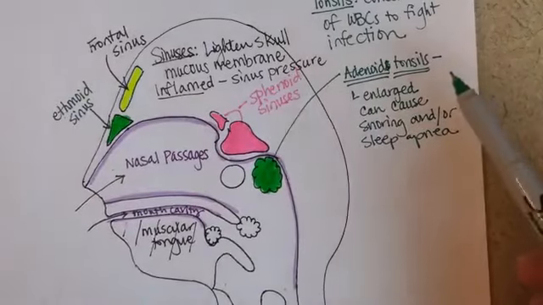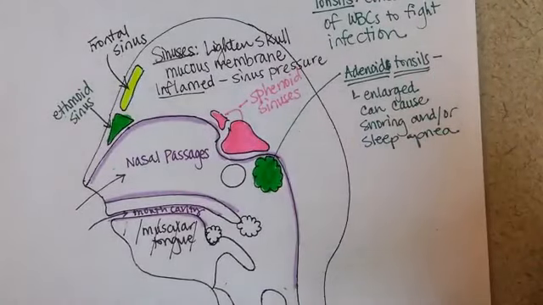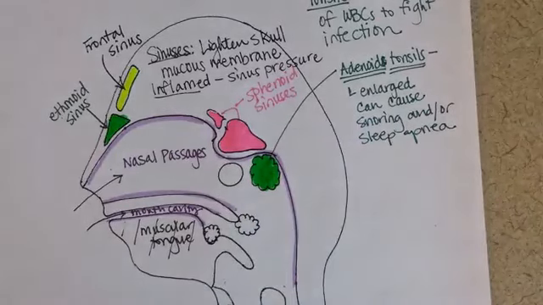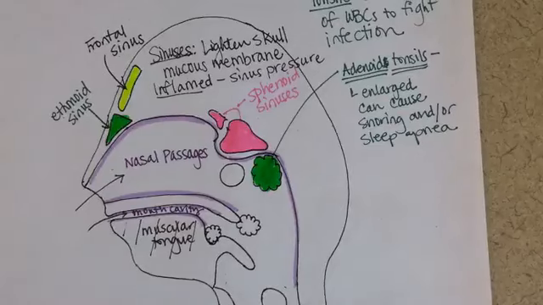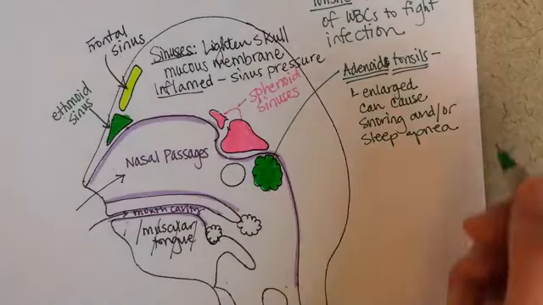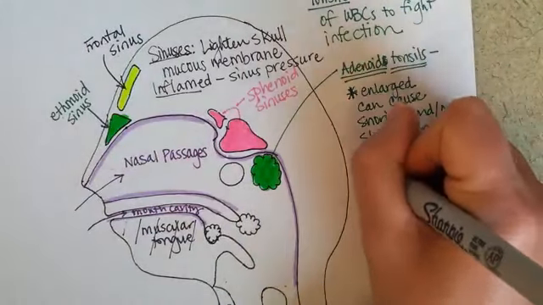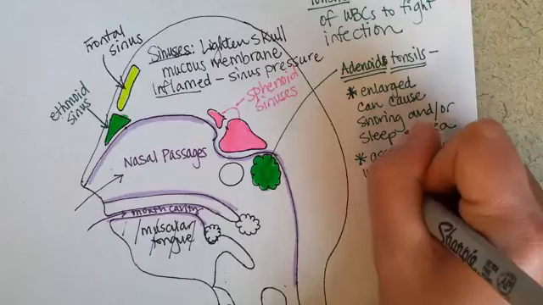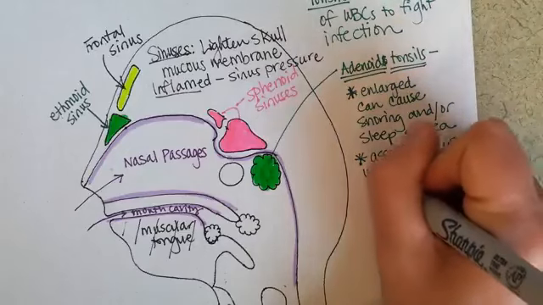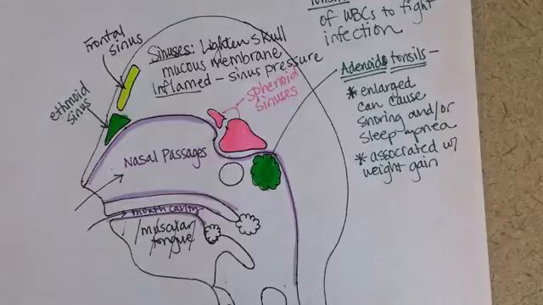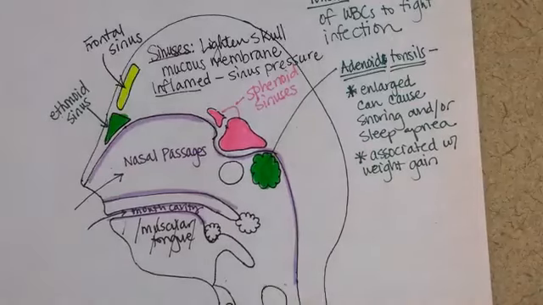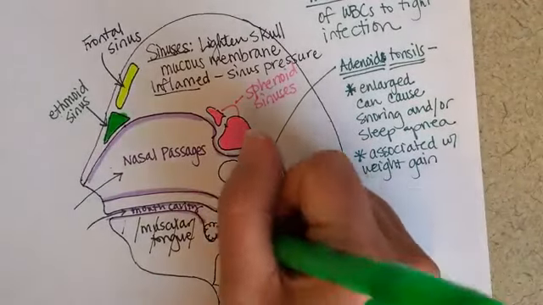And this is one of the major reasons why little kids have to have their adenoids out. Sometimes kids that have sleep apnea because of enlarged adenoids can develop symptoms of attention deficit or some more irritable behaviors because really they're sleep deprived. It can also be associated with weight gain. So if they're enlarged, that's associated with weight gain too.